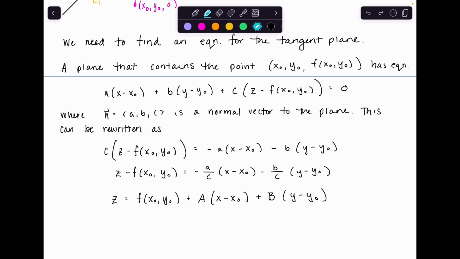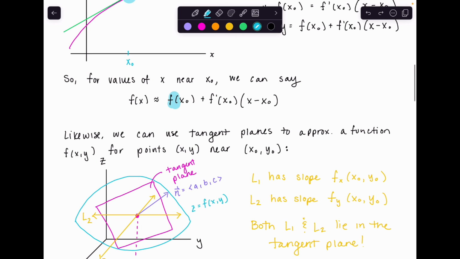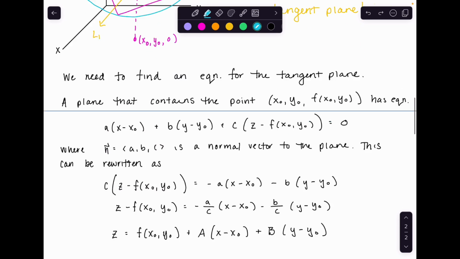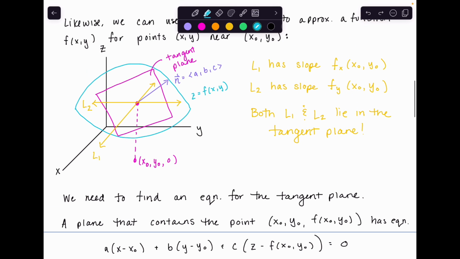But this is starting to look a lot like our equation for a tangent line. Initial point, derivative times x minus x naught. Here we have the initial point, x minus x naught, y minus y naught, because it's two variables. And these are going to turn into those partial derivatives. So what I can do is utilize my knowledge about those lines, L1 and L2, and their slopes to show that these are exactly the partial derivatives.